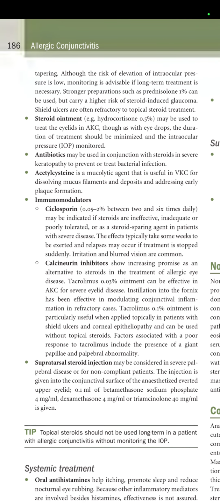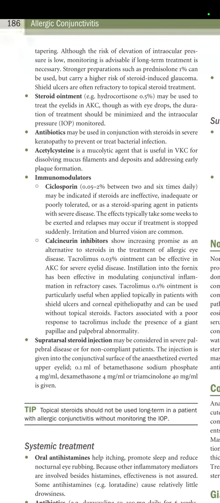Steroid ointment, for example, hydrocortisone 0.5%, may be used to treat the eyelid in EKC. Though, as with the eye drops, the duration of treatment should be minimized and the intraocular pressure monitored. Antibiotics may be used in conjunction with the steroid in severe keratopathy to prevent or treat bacterial infection. Acetylcysteine is a mucolytic agent that may be useful in VKC for dissolving mucous filaments and deposits and addressing early plaque formation.